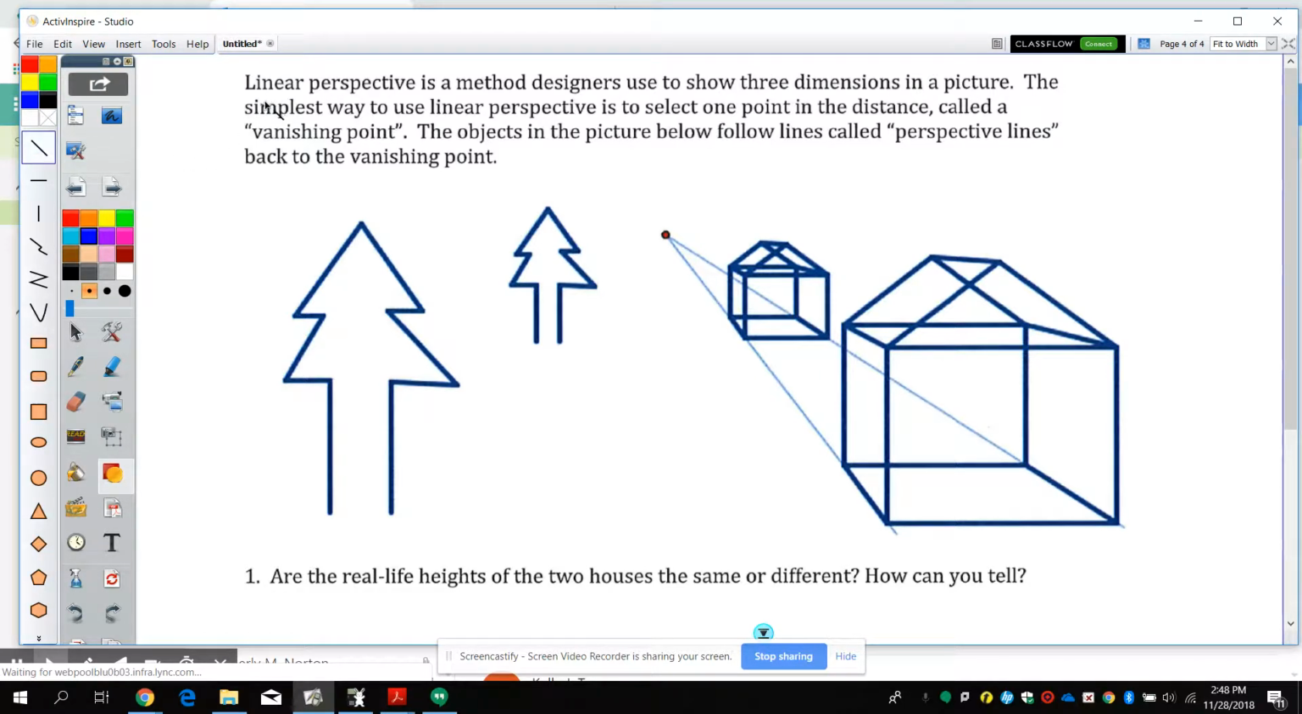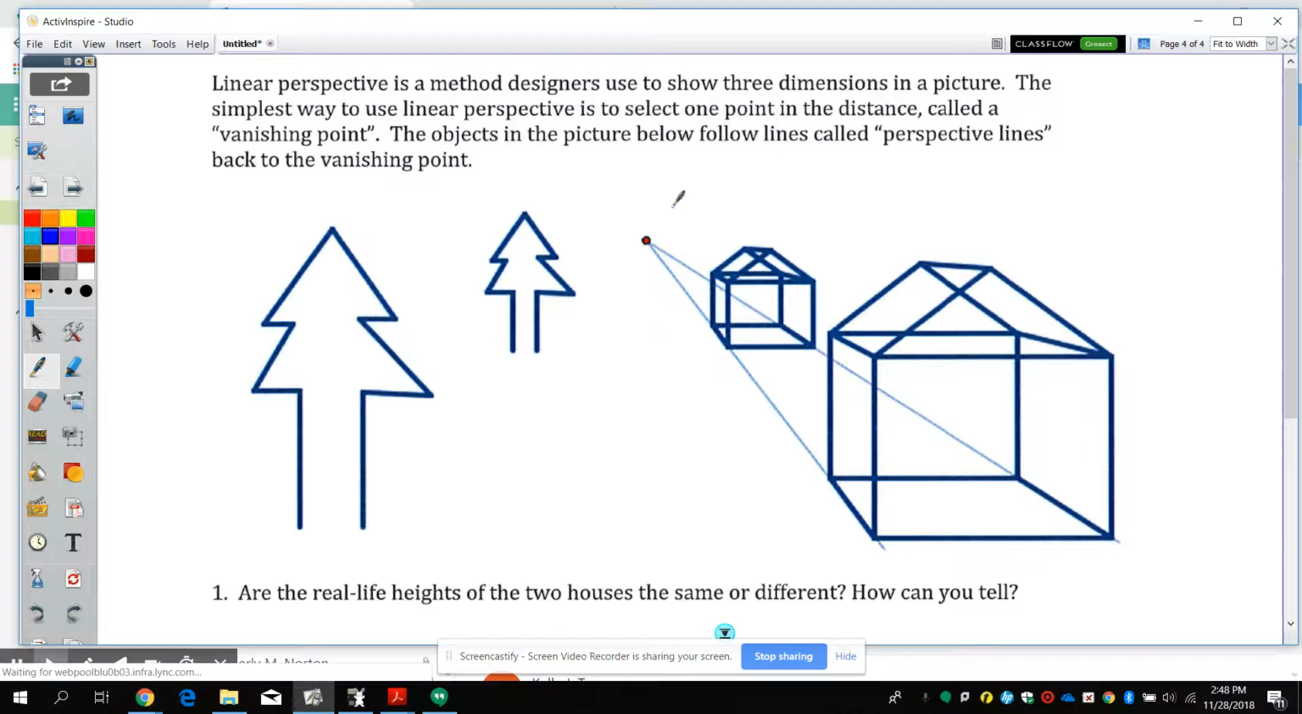It says linear perspective is a method designers use to show three dimensions in a picture. The simplest way to use linear perspective is to select one point in the distance called a vanishing point. So notice that's what we have right here, a vanishing point. And if you're an artist, you've probably employed this method before. The objects in the picture below follow lines called perspective lines back to the vanishing point.